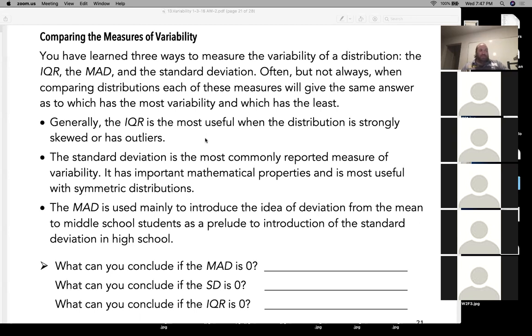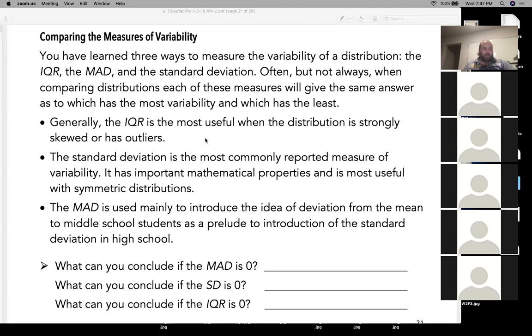If the mean absolute deviation is 0, what does that tell you? That your mean is 0? No, not necessarily. The mean can be anything. Remember, how do you calculate it? You look at how far each one is from the mean, you add them all up, and you divide by n, correct? So if that number is 0, what can you conclude?